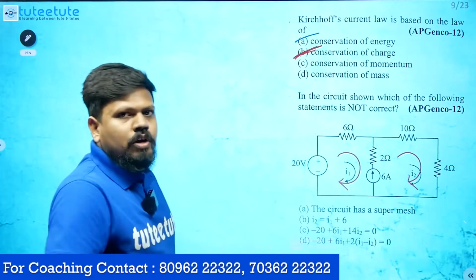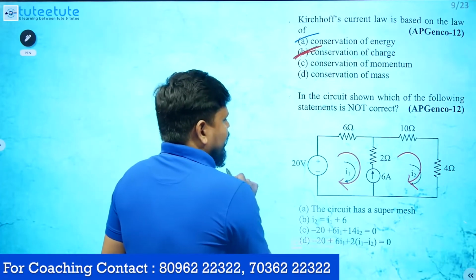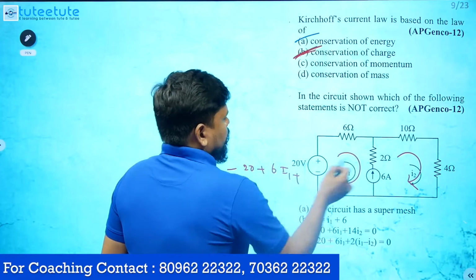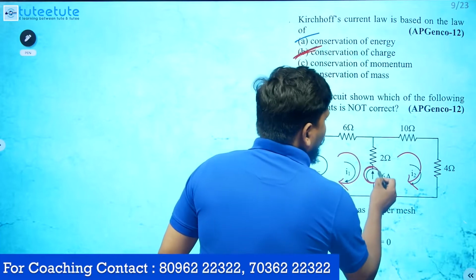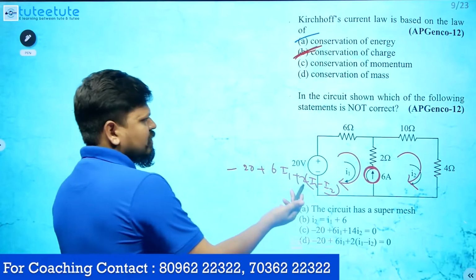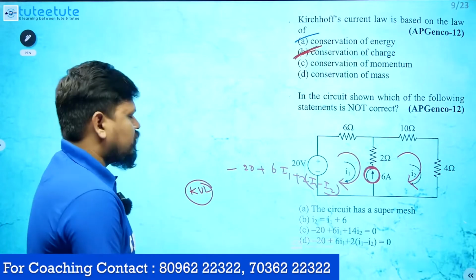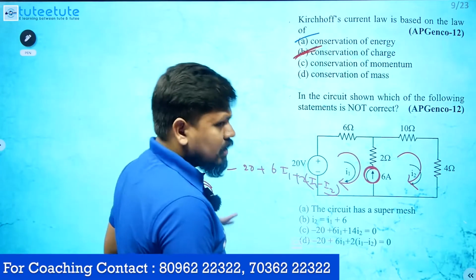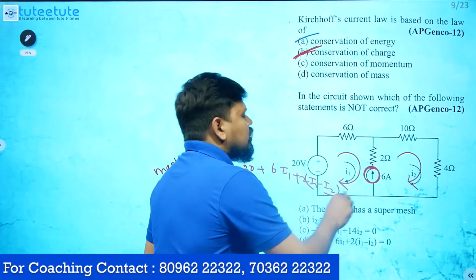For example, if you want to write the mesh equations, first we will write minus 20 plus 6 into I1 plus 2 into (I1 minus I2). After that you have to write down the voltage in this one, because a KVL equation, Kirchhoff's voltage law, otherwise called the mesh equation, is nothing but the KVL equation only. So we have to write down the complete mesh equation.